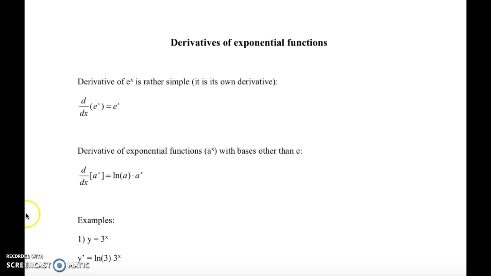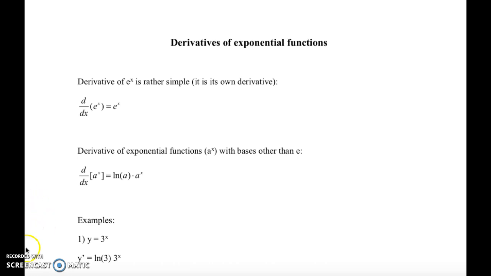If we have a derivative of an exponential function with a base other than e, so the base is some sort of number, then the derivative of that function is ln of the base times the base to the x power. So whatever you had to the x power.